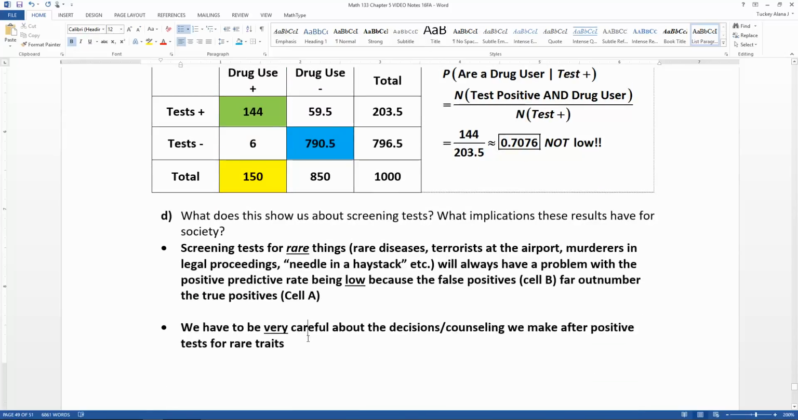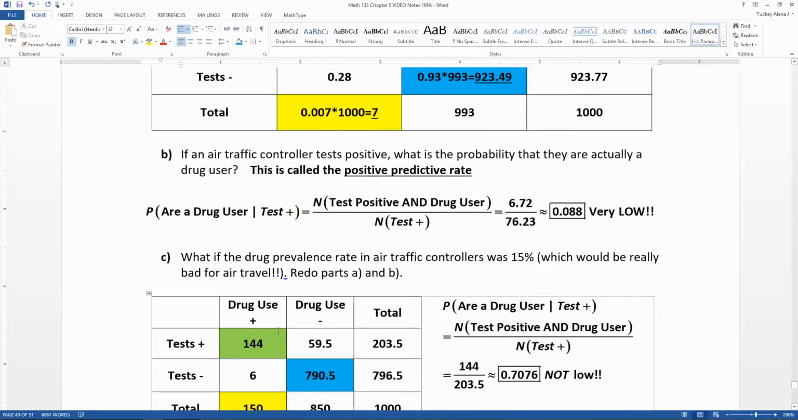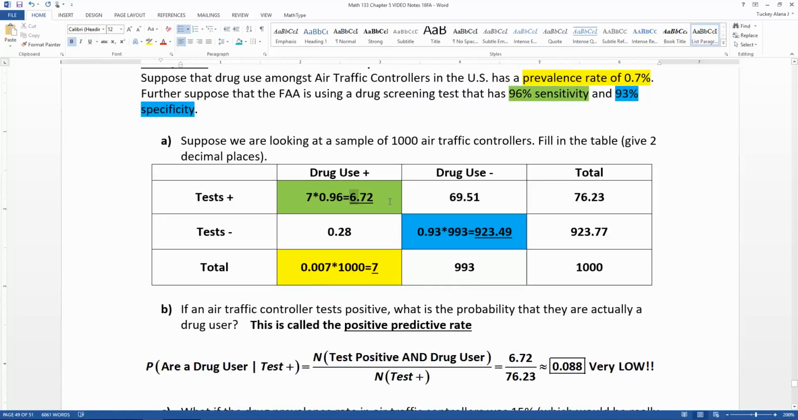And that means that we have to be very careful about the decisions we make, right? Whether it be in drug testing or airport testing for terrorism, or the counseling we make for patients after we've told them that they've tested positive for a disease. If it's something that's very rare, we have to be very cautious about what we're telling people because it's very possible that even though they tested positive for that rare disease, they don't actually have it. That's one of the issues with screening tests as opposed to a diagnostic test. So that's something you can learn about in medical professions if you go on.